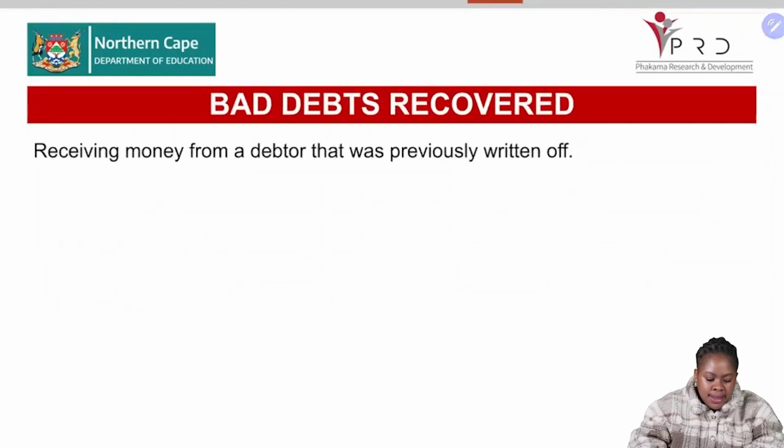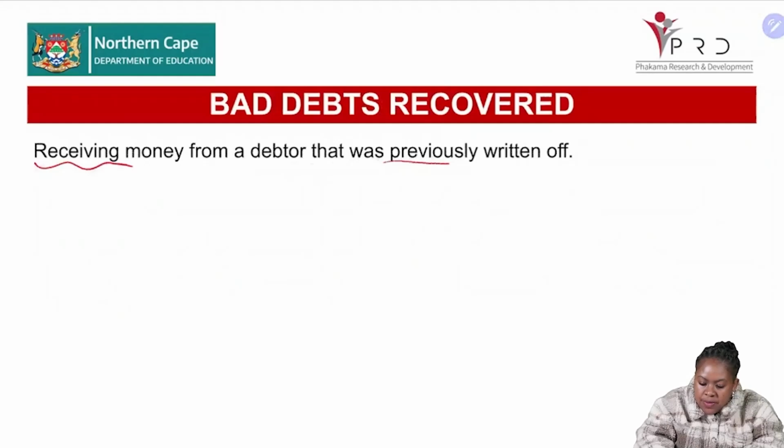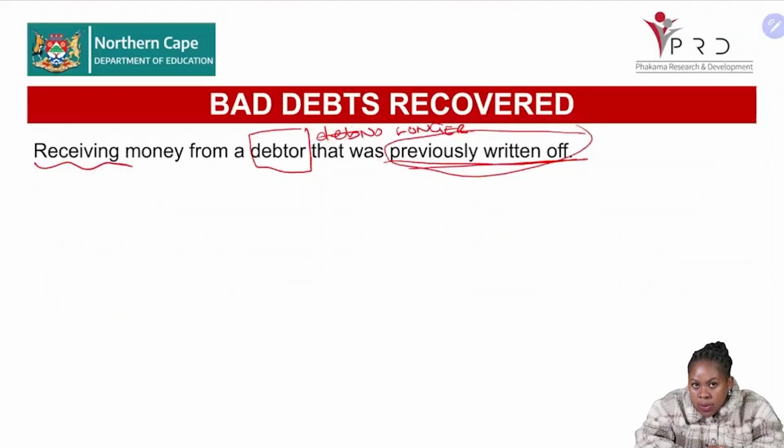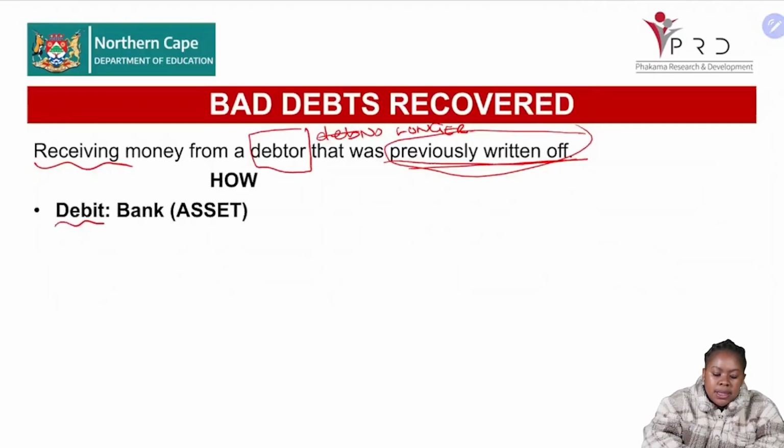Okay, now let's move on to the next aspect, which is the bad debts recovered. I've already highlighted that receiving money from a debtor that was previously written off. Now, this person is no longer a debtor. They were previously written off. Okay, so how do we record this transaction? We record it by debiting our bank. Remember, debit means that we are receiving the money. So the bank received money.